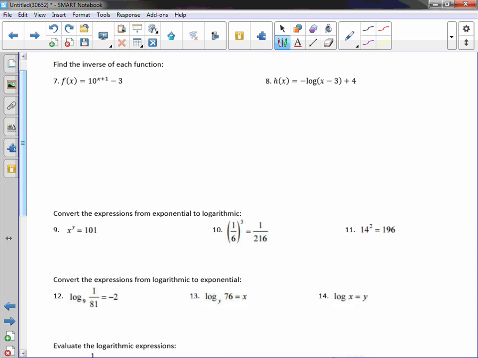Now, in order to find the inverse, step 1, just like all the other inverses we've done this year, is to flip x and y. So we get x equals 10^(y+1) minus 3. Step 2 is to get base and exponent all by itself. So in this case, we're going to do that by adding 3.